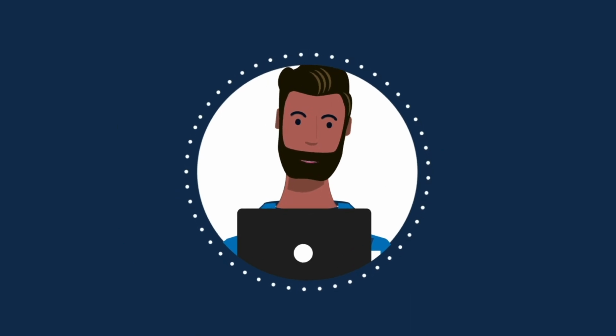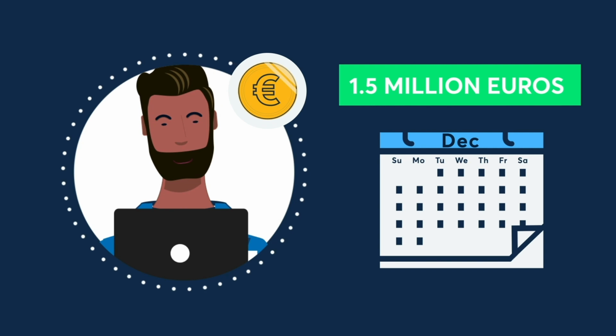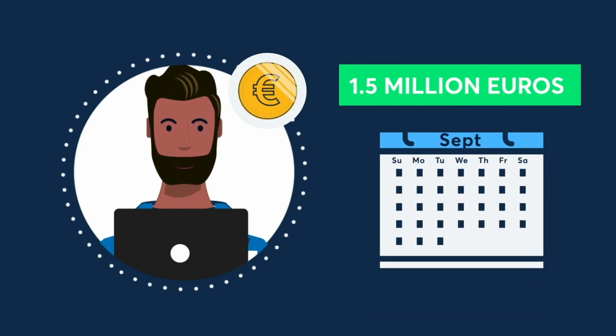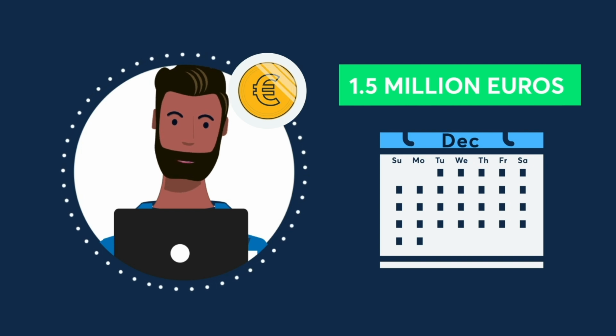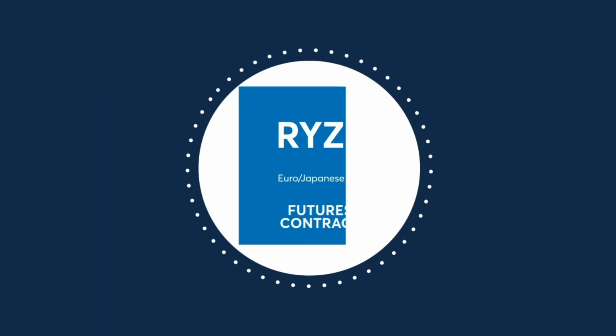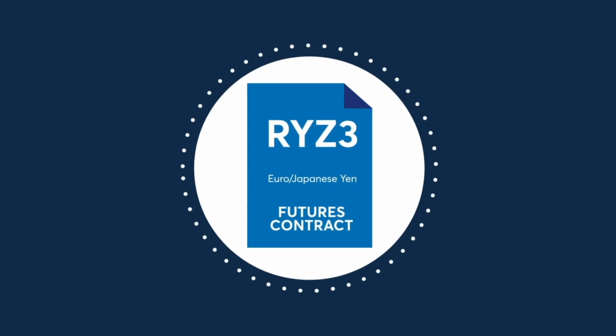Consider an exporter who is expecting to receive 1.5 million euros in December that he'll want to convert to Japanese yen. Since it is currently September, he has exposure to the FX rate between the euro and the Japanese yen for 3 months. He can manage this exposure using December euro-yen futures contracts.